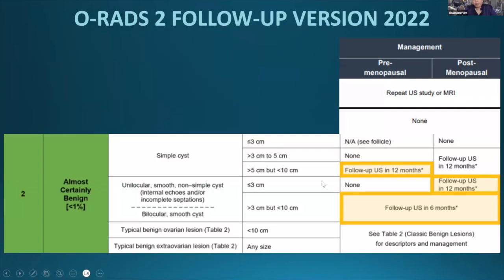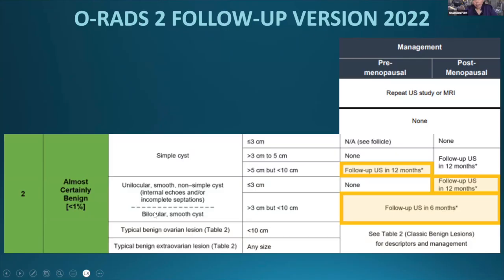I'll just briefly review the management recommendations for O-RADS category 2 lesions. These are almost certainly benign again. If you see a simple cyst between 3 to 5 centimeters, if the patient is premenopausal, it requires no follow-up. In a postmenopausal patient, less than or equal to 3 centimeters, no follow-up. But in postmenopausal patients, lesions between 3 to 5 centimeters, you want to follow up with ultrasound in 12 months. In simple cysts more than 5 centimeters but less than 10 centimeters in both pre and postmenopausal patients, you want to get a follow-up ultrasound in 12 months.